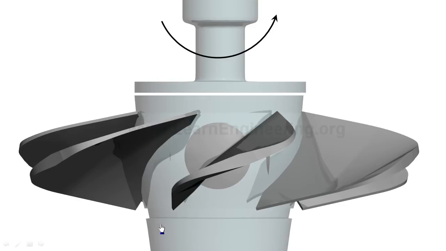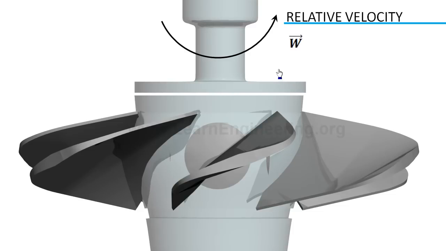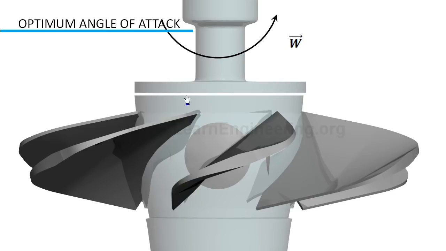Blades of a Kaplan turbine are designed to operate under a wide range of operating conditions. A rotating blade experiences a relative velocity of flow. The fundamental thing in blade design is that the relative velocity of fluid flow should be at an optimum angle of attack at all cross sections.